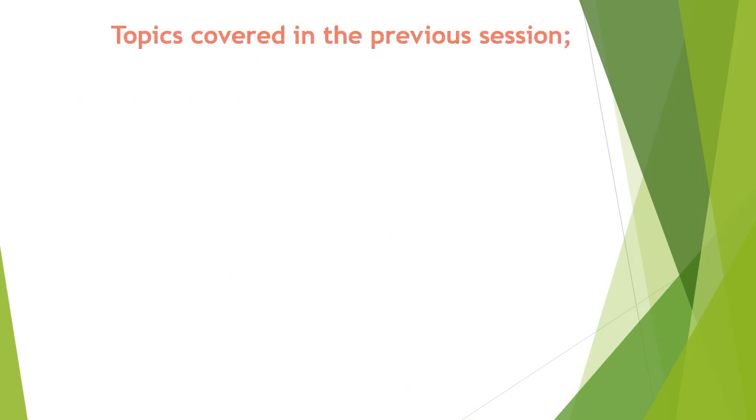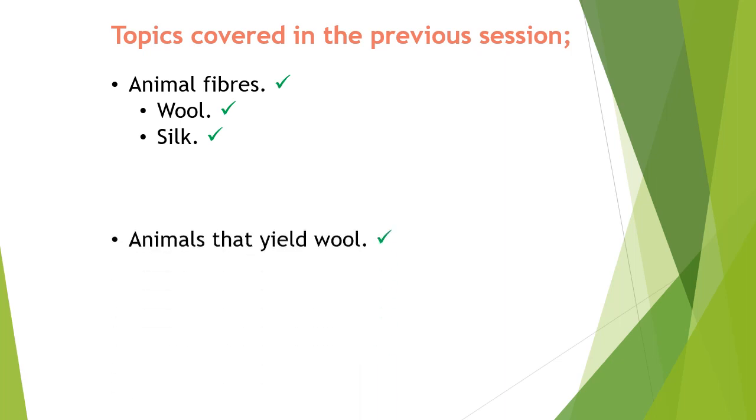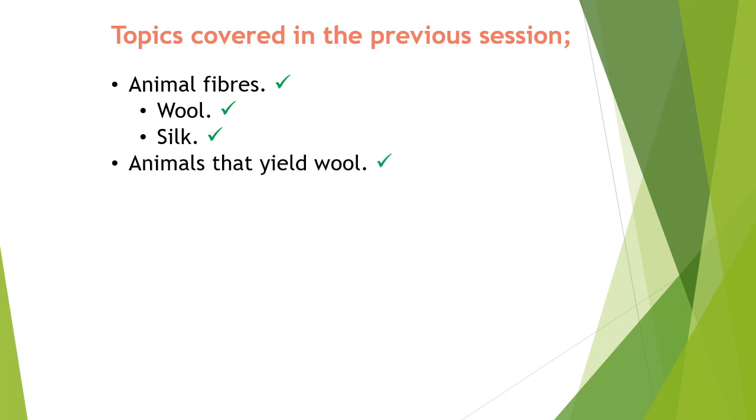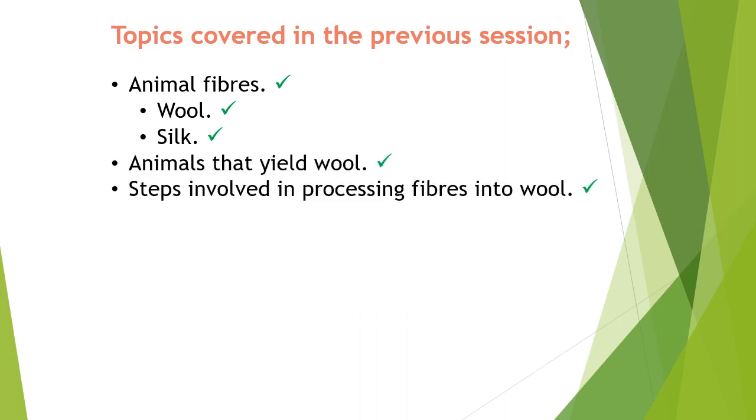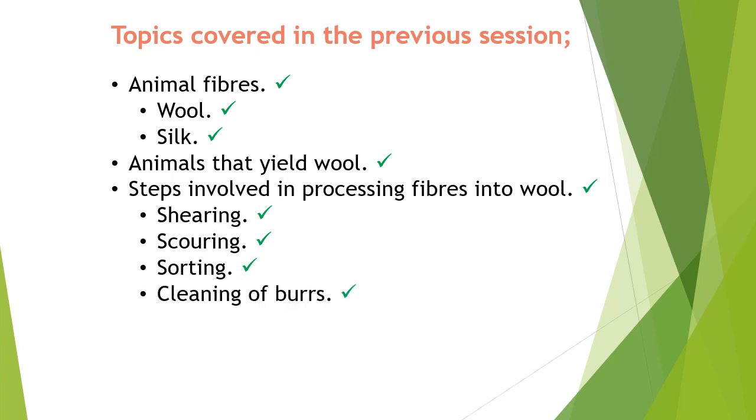In the previous session, we learned about animal fibers, wool, silk, animals that yield wool, and the steps involved in processing fibers into wool, that is shearing, scouring, sorting, cleaning of burrs, dyeing, and rolling.